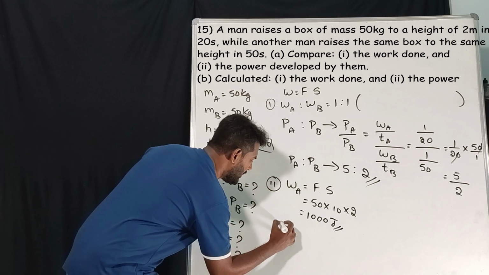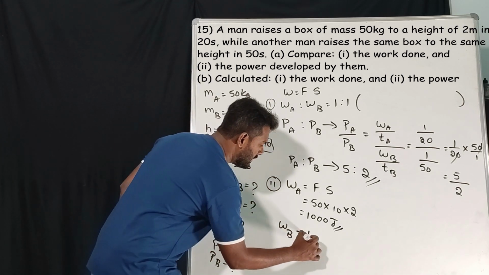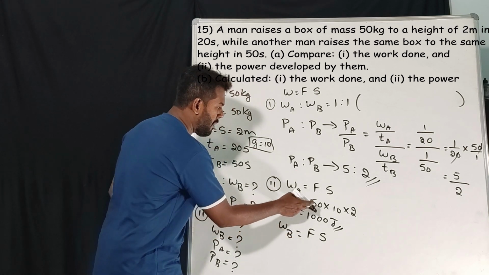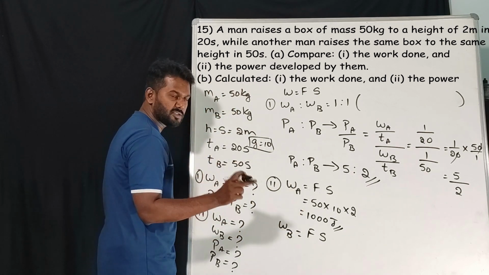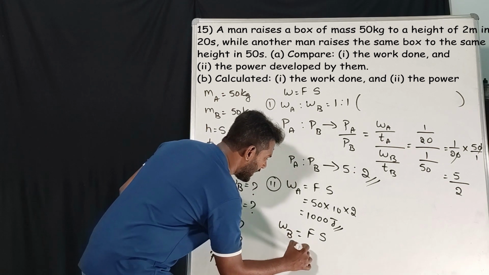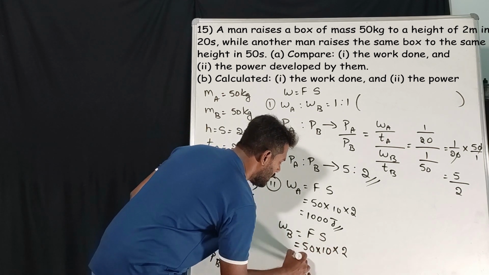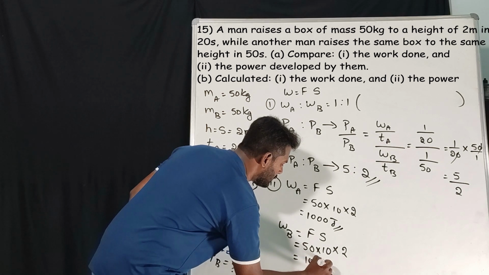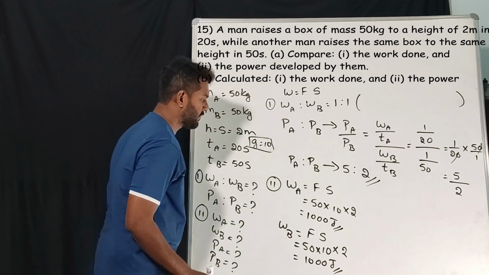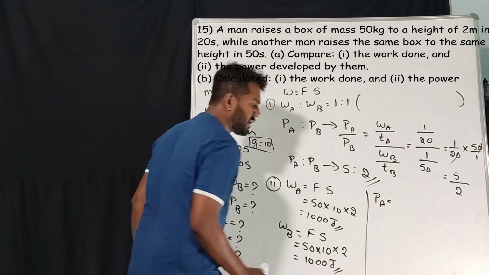Next, we will find work done by B. See, for work done by B, the same formula, and mass is same, gravity value is same, and the displacement value is also same. So we will take the same value, 50 into 10 into 2, that is nothing but 1000 joules.